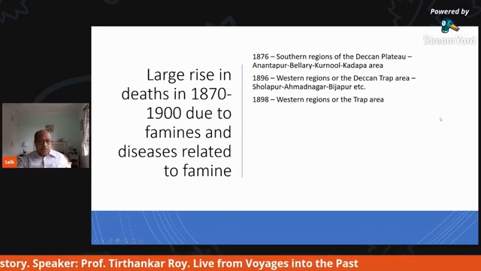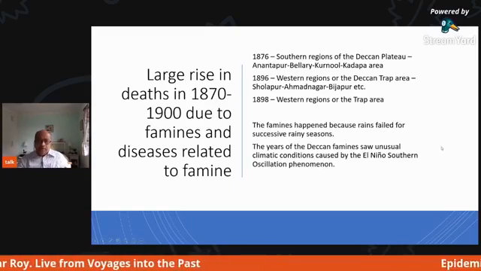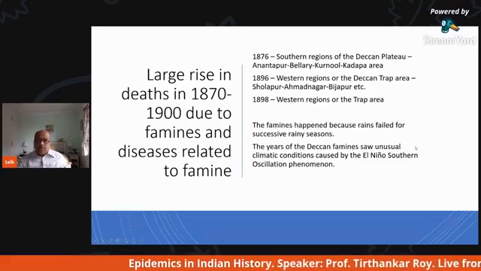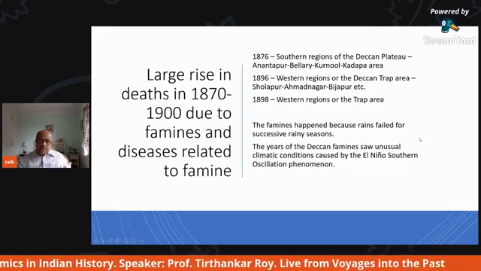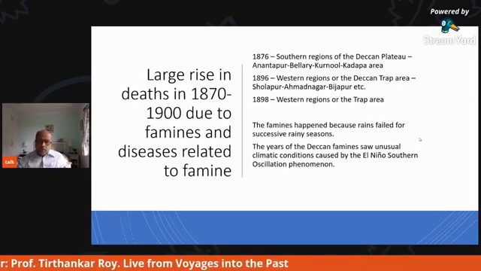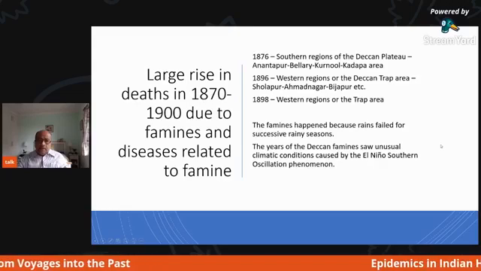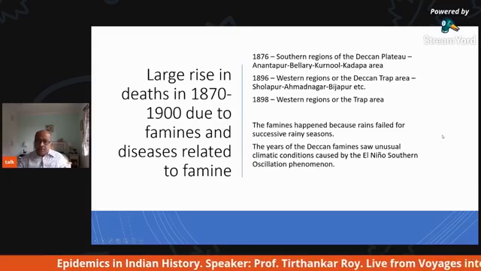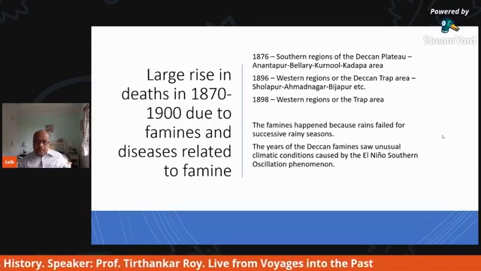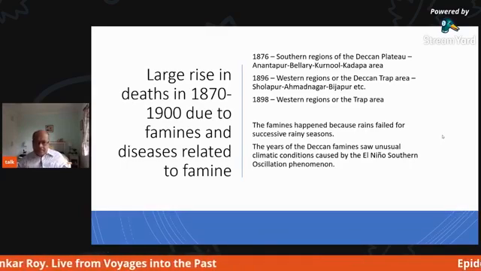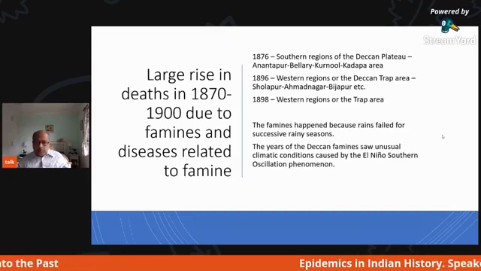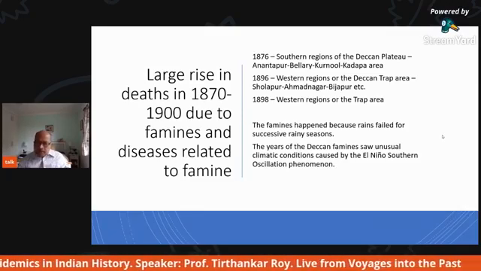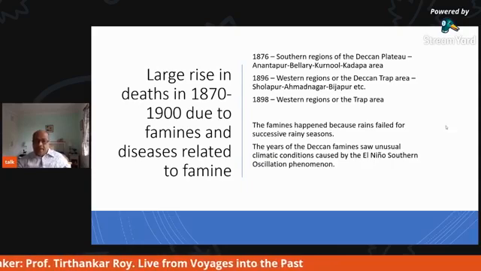There were three very large famines that happened in the Deccan Plateau region. The first one, in 1876, happened in the region now called Rayalaseema. It's the southern Andhra districts, which is the southern part of the Deccan Plateau, which is geologically somewhat different from the northern and the western part, but climatically quite similar. The second and the third episodes happened in 1896 and 1898, in the western part, the so-called Deccan Trap area. And in all cases, the famines happened because rains failed for successive monsoon seasons, winter, summer, and again a winter. If you have that, there is going to be mass starvation, given how rain-dependent agriculture in the Deccan Plateau was.